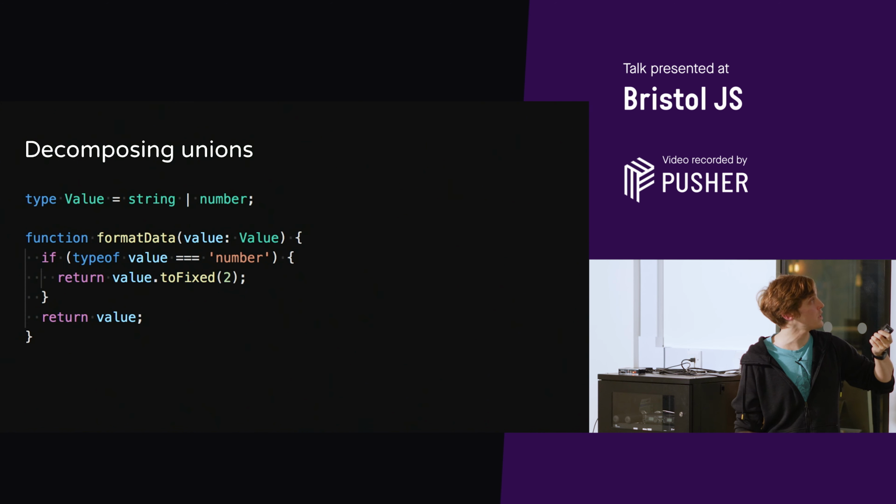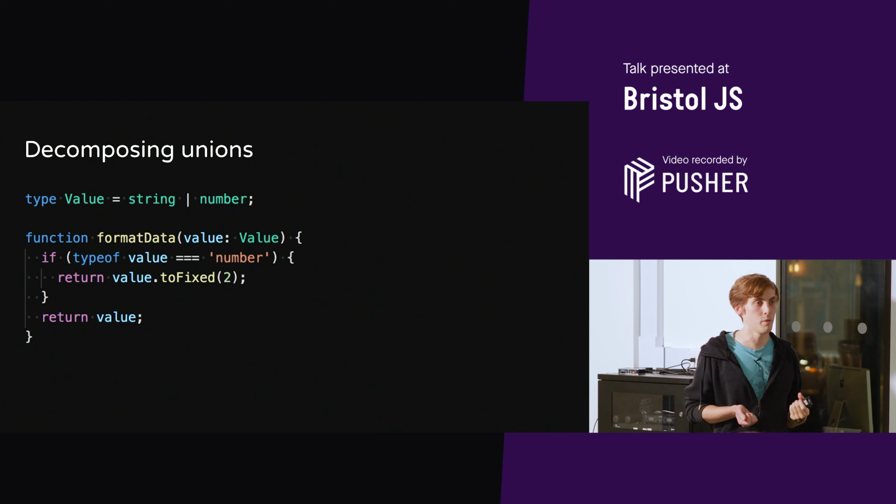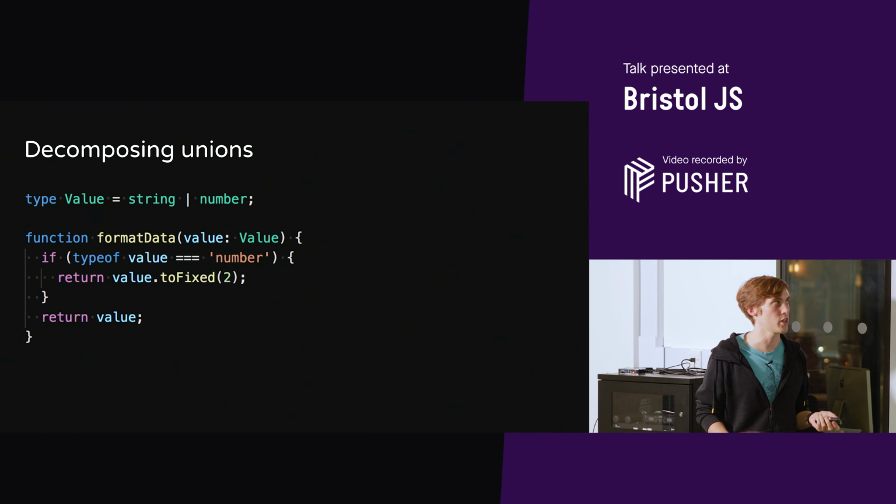So this is called decomposing unions. If we have something which is a string or a number, we need to be able to special case that into strings and into numbers so that we can treat them differently. So if we want to take more than one type into a function, we need to be able to break them down afterwards. And that's where TypeScript really works nicely with JavaScript.